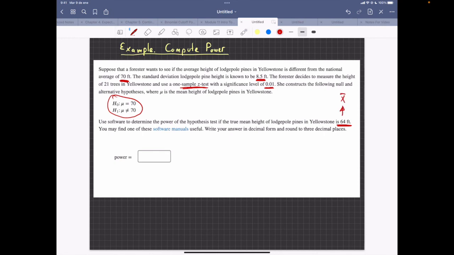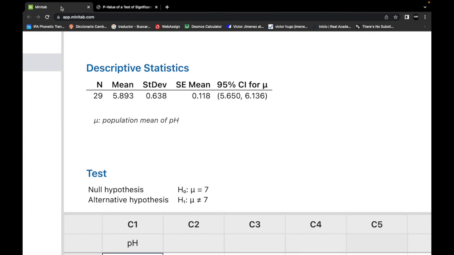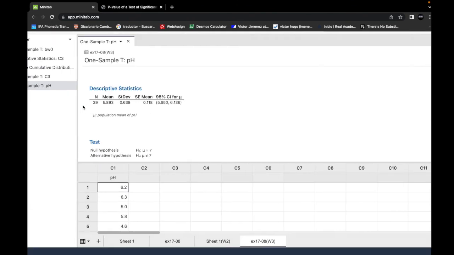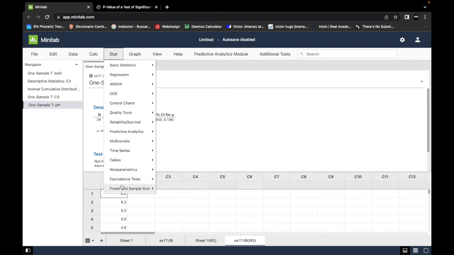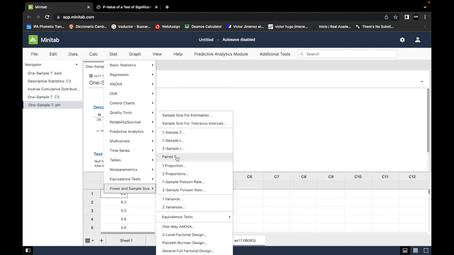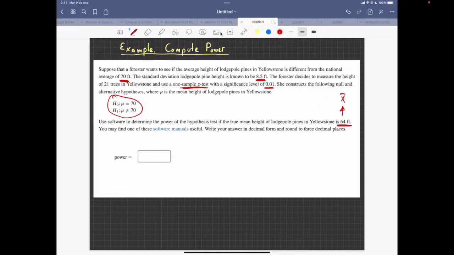You may find that one of these software might not be useful. If you check the video for the lab named power, you will know how to do this. But anyway, I'm going to do it here. First, you have to go to Minitab. You will have to go to Stat, Power and Sample Size. In this case, you have to use one sample t. Sample size is 21. You see that? 21.